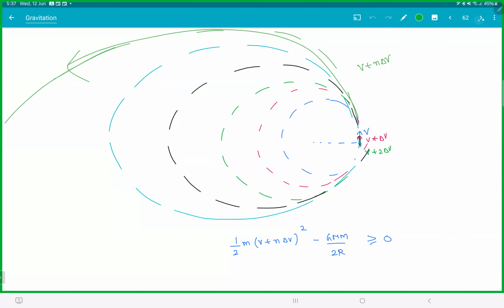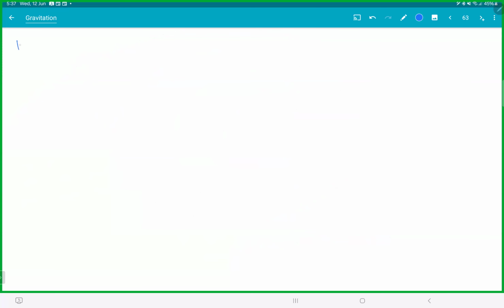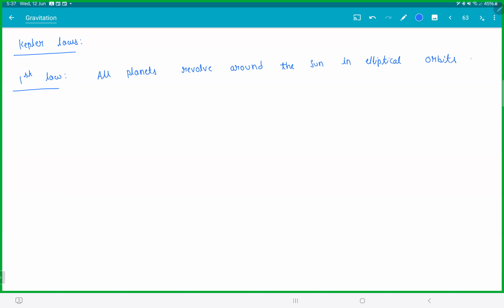Next thing, Kepler's laws. The first law. So all planets revolve around the sun in elliptical orbits with sun at one of the foci.